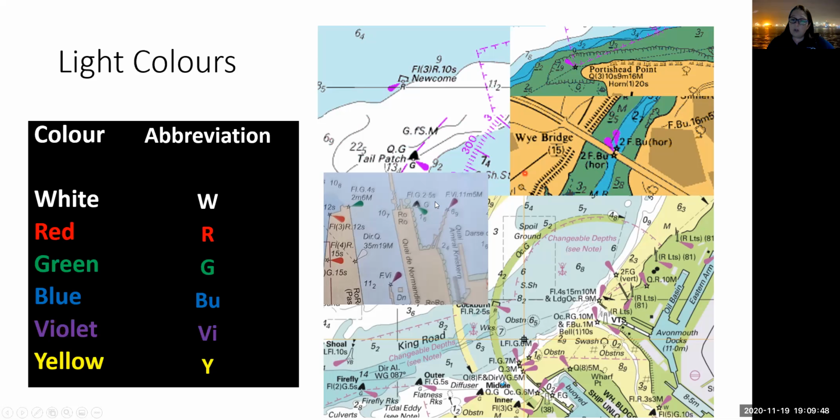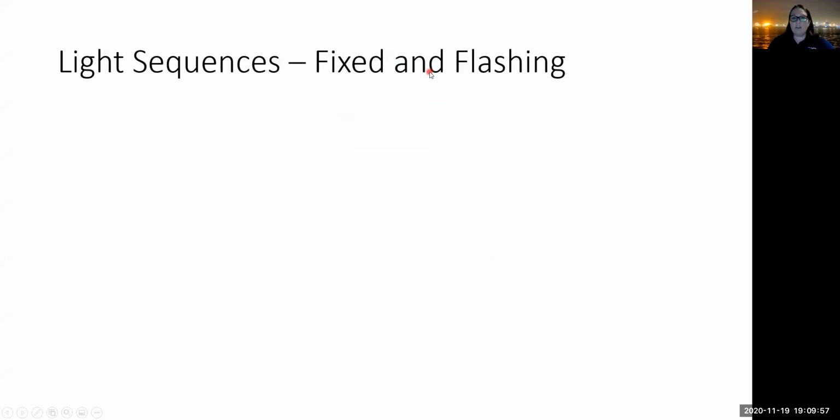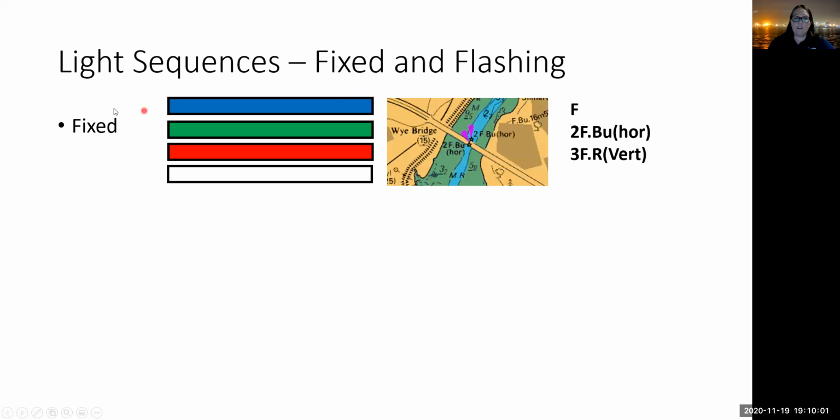Okay, so what do they all mean then? Well, let's break them down in some simple fashion. Okay, so let's start with the simple ones. Fixed and flashing. All right, so our fixed lights then come in a range of colors. You can have some fixed yellows. I haven't put those up, but we've got fixed whites, fixed reds, fixed greens, and fixed blues.